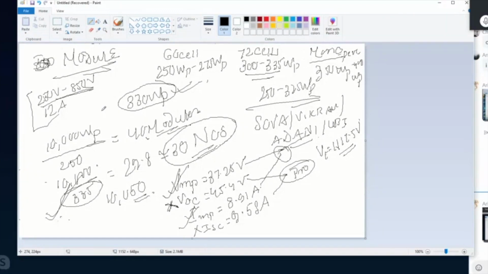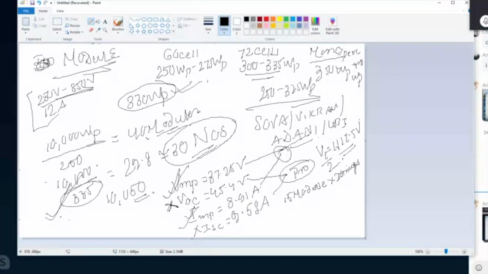Fine? It's not possible for us to put all the modules in series to an inverter. The next step, what we are going to do, we are going to divide it by 2. So we are using 15 modules in series into 2 strings, right? We can use 2 strings of 15 modules.